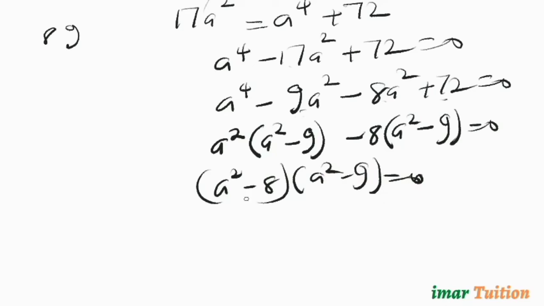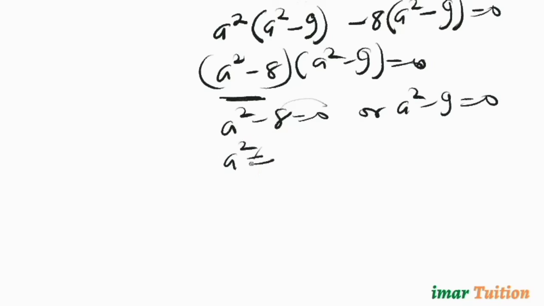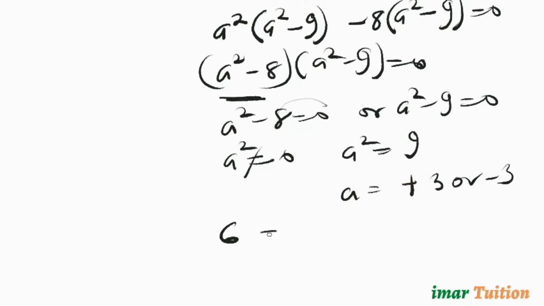So here, either a squared minus 8 is equal to 0 or a squared minus 9 is equal to 0. If you take 8 to this side, a squared is not a whole number, so we take a squared equal to 9. Therefore a is equal to plus 3 or minus 3. Recall that 6 is equal to ab, so b is equal to 6 over a.